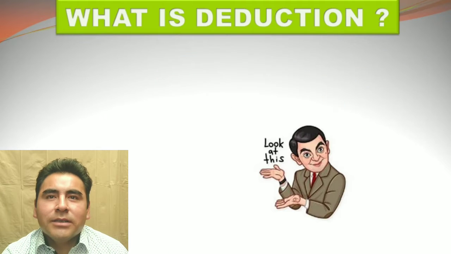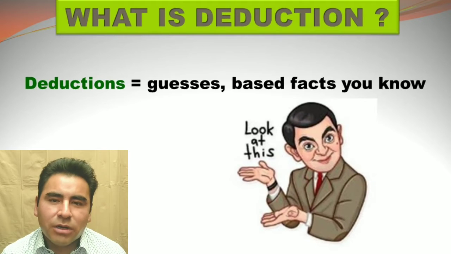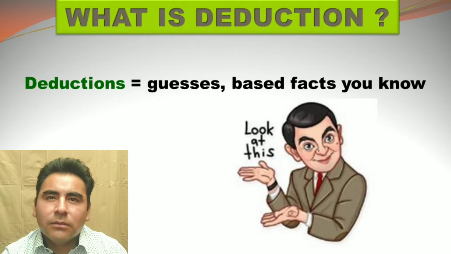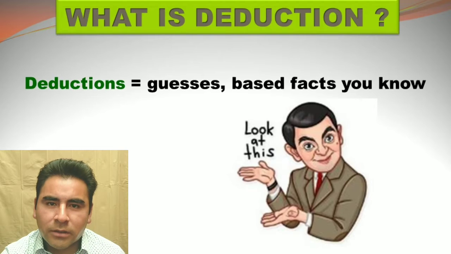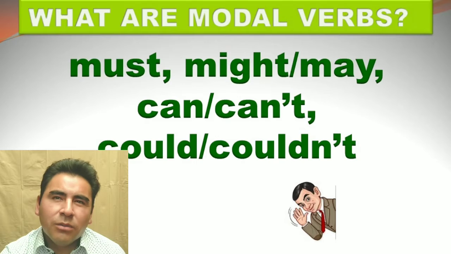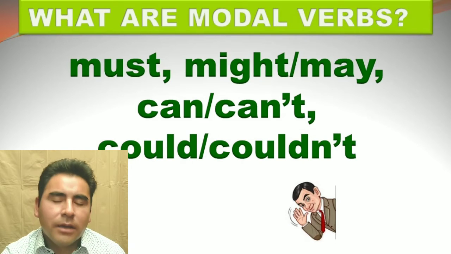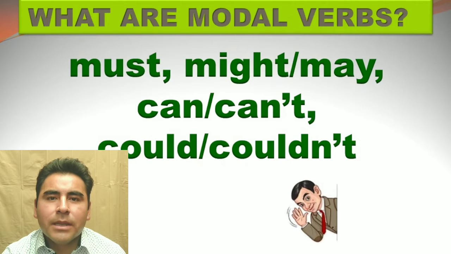And another example that we have, modals of deduction. What about deductions? Guesses based on facts, okay? Something you already know, and we talk about that. And what are modal verbs? Modal verbs are must, might, may, can, can't, could, or couldn't. And of course, we have other modal verbs. But today, we're going to talk about these modal verbs, okay?